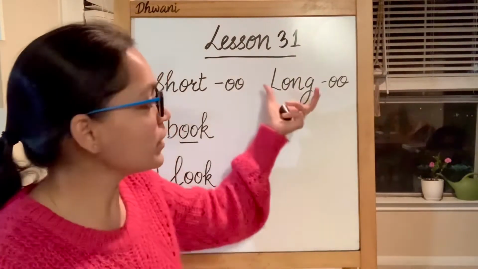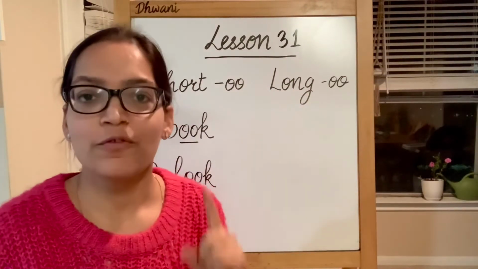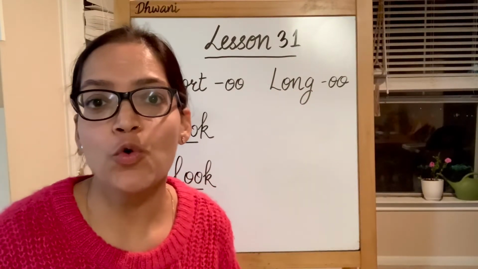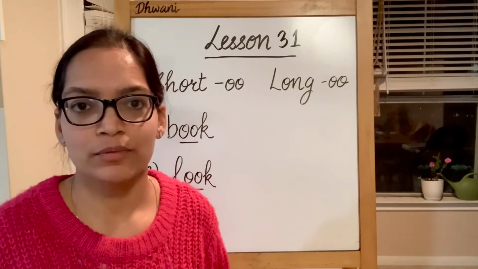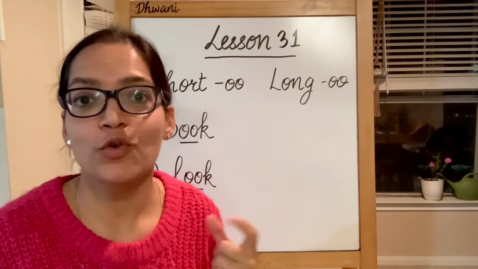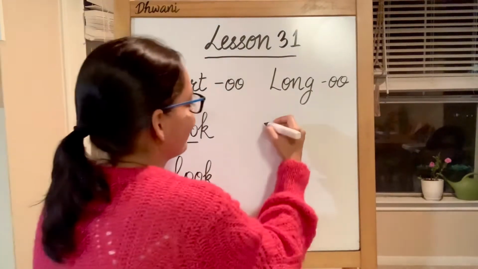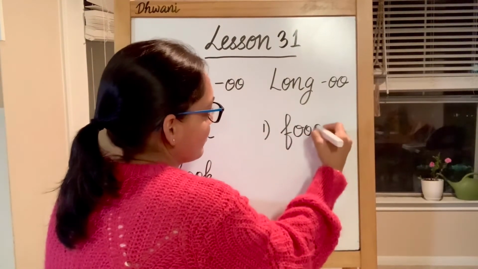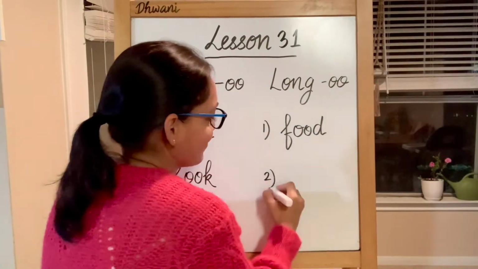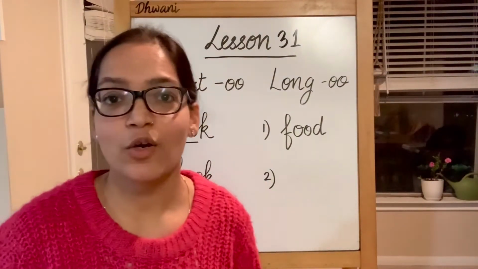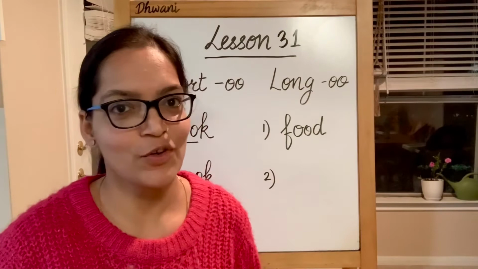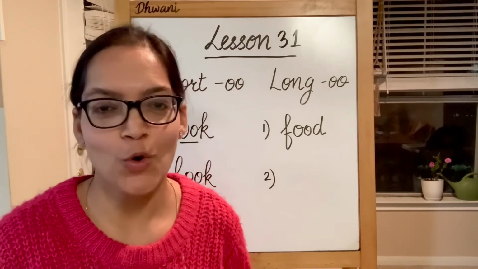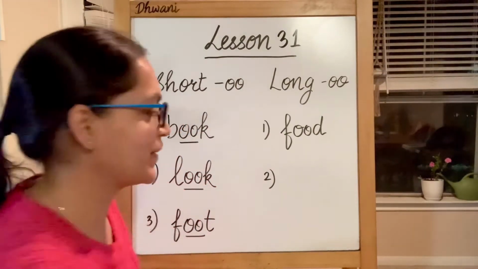Now when we come across long OO, the first word is food. We don't say food, no, we say food. The second one is cool. I love your glasses. They are so cool, so cool.